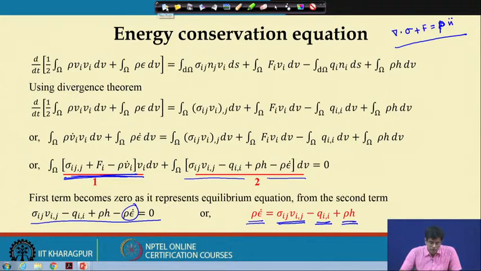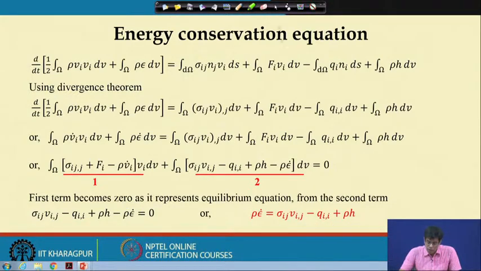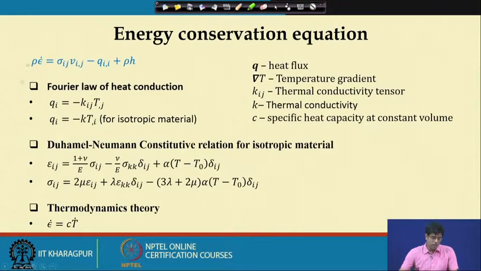Now, if I modify this a little bit, this is the final expression. And now we have the Fourier law of heat conduction, which we also know: for an isotropic material, the heat flux q_i is k times T comma i.